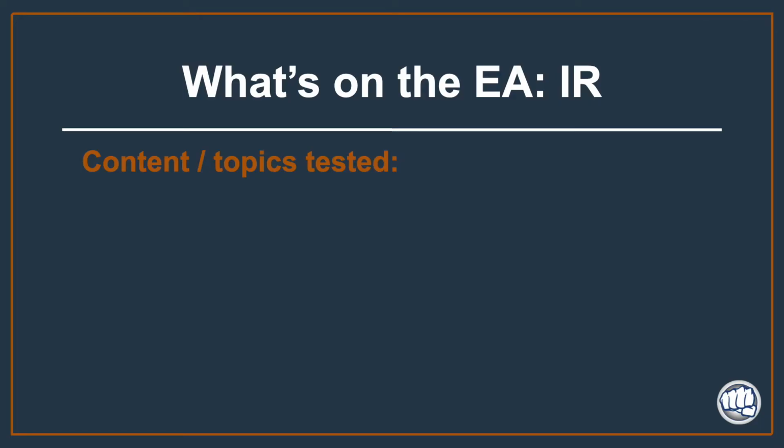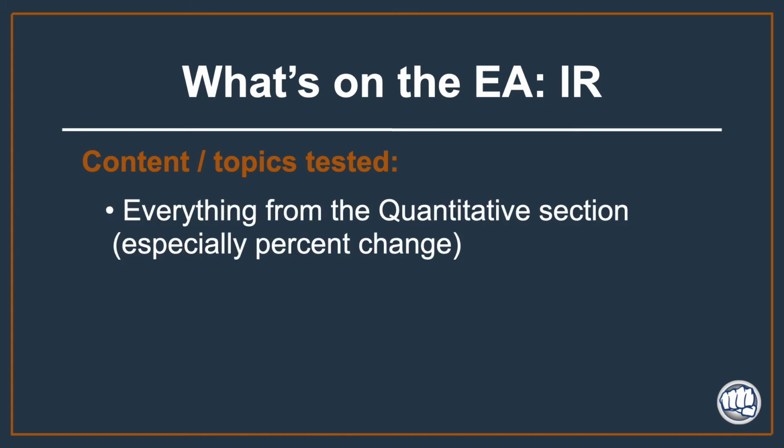And to summarize what we just talked about, the content and topics tested on integrated reasoning, it's really everything from the quantitative section is fair game. But I would say it's a lot more percents and fractions and decimals, especially percent change. There's almost always some sort of percent change question. But you could see, especially on table analysis, probability. I mean, anything's fair game.